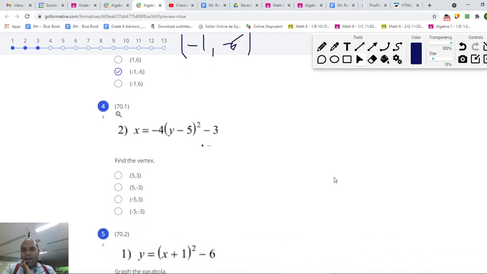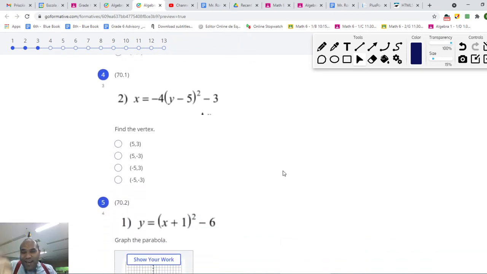It's so easy. Same thing over here. How, mister? Can you explain to us? Yes, the opposite of negative 5 is 5, and negative 3. Yes, 5 and negative 3. Here's the vertex, okay? Find the vertex.